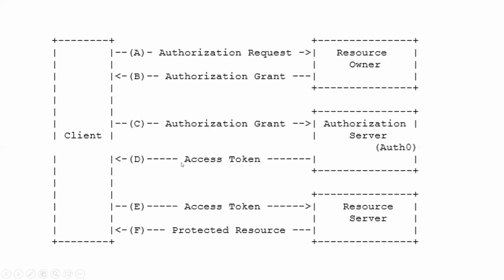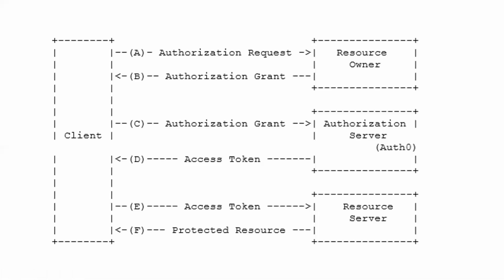Based on that access token, he will send that access token again back to the resource server. This is the web server where we are hosting our application. So this web server will send the protected resources back to the client. So this is the process of the OAuth 2.0 flow, like how it is acting, with the different layers here: resource owner, authorization server, and resource server.